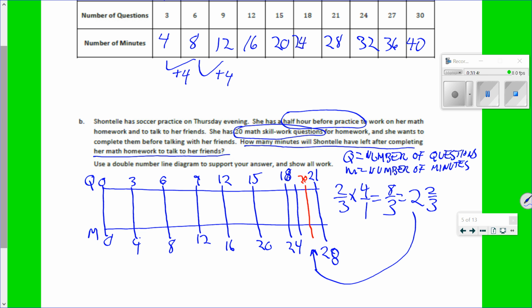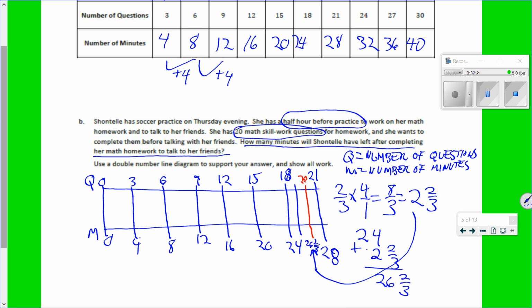So what do we do with the 2 2/3? Yes, Hayden. We add it to the 24. Good. So 24 plus 2 2/3 equals 26 2/3. So that's your number that's right here. That's the number that's right there.